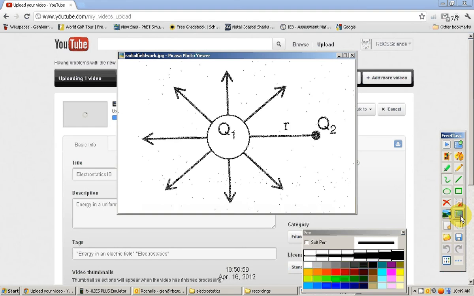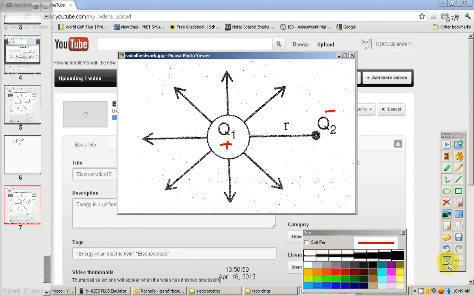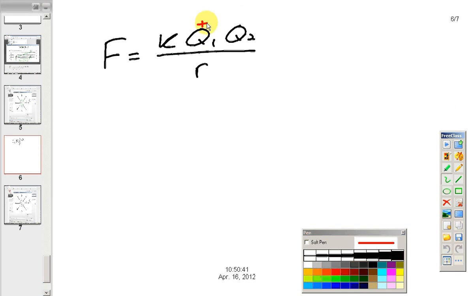Now let's go to the next page and consider what would happen. Q1 is still positive, but now Q2 is negative. Obviously there's a force of attraction, and as it comes in, I have to hold it back. To take it out of that field requires work. So the formula remains the same. However, because this one is positive and this one is negative, I'm going to end up with a negative answer.